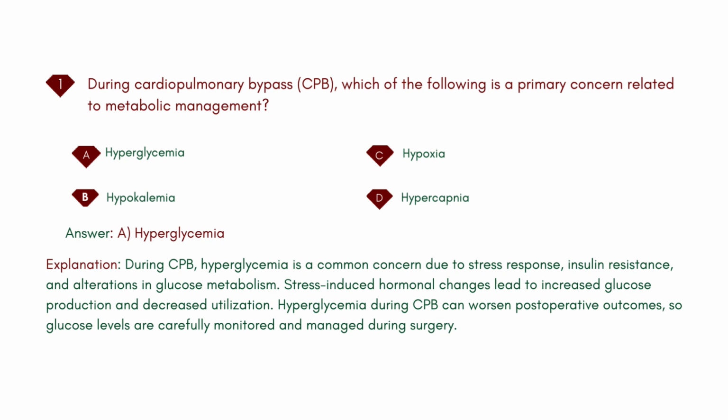Stress-induced hormonal changes lead to increased glucose production and decreased utilization. Hyperglycemia during CPB can worsen postoperative outcomes, so glucose levels are carefully monitored and managed during surgery.